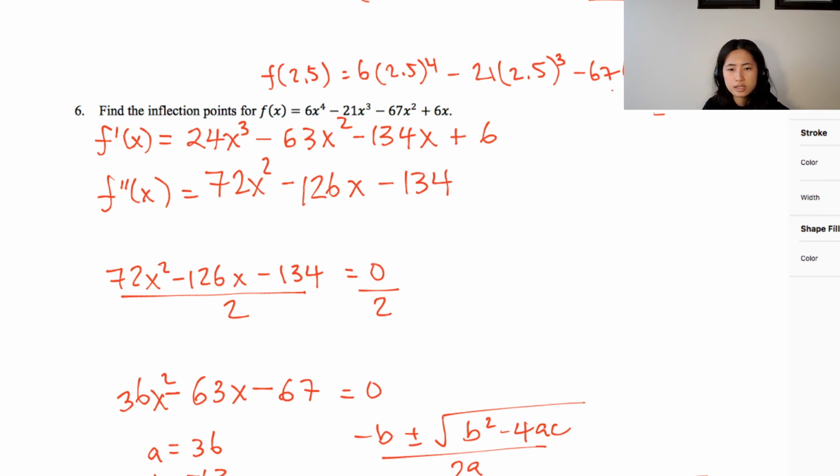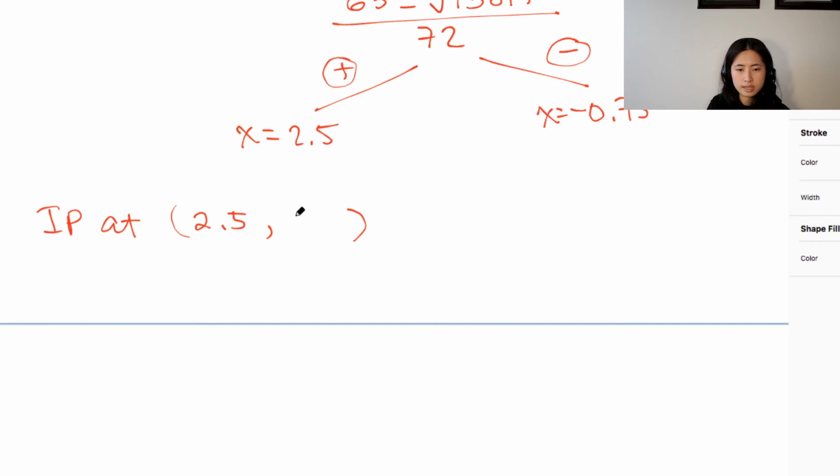So let's see what this is. Yeah, I'm just punching this into my calculator. Then you have 21 times 2.5 cubed minus 67 times 2.5 squared plus 6 times 2.5. Yeah, so you should get negative 497.5. Great. So now we know what this is. So this is now negative 497.5.